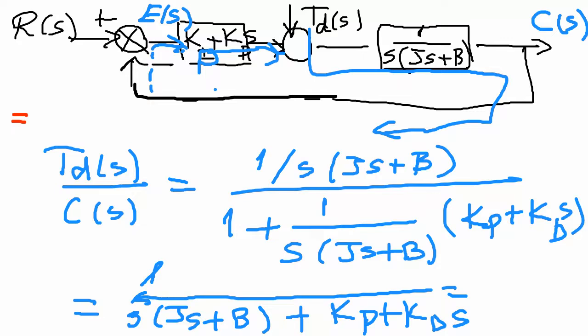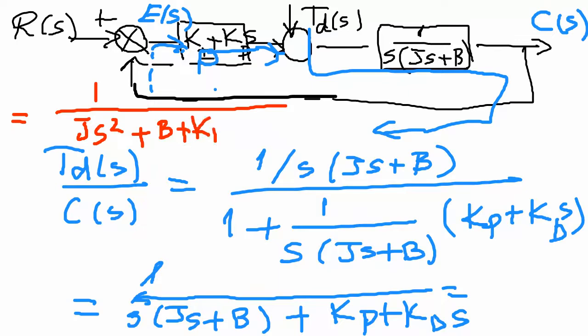Is equal to 1 over GS square plus B plus KD S plus KP.